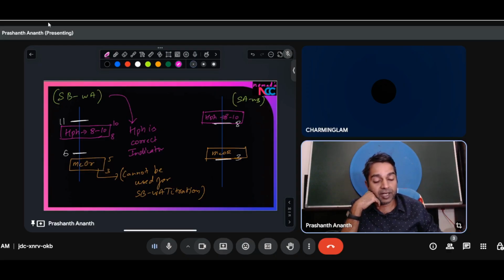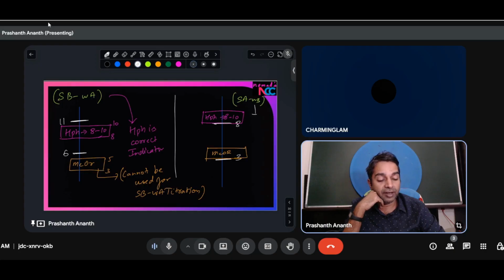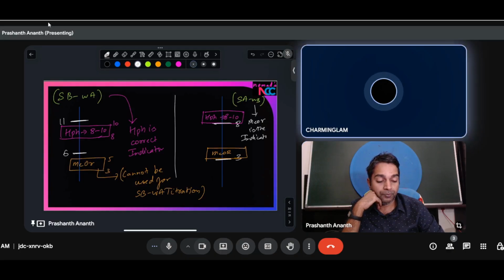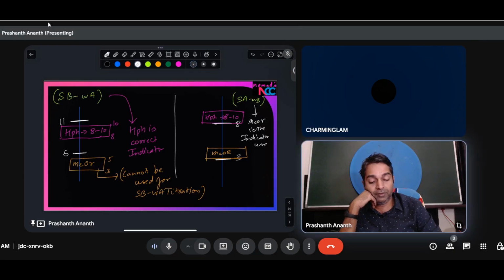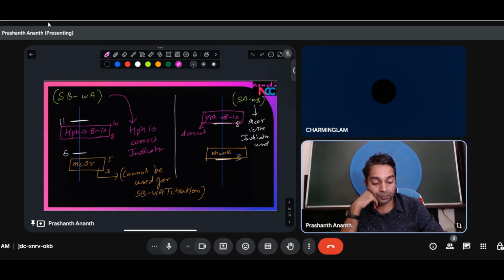So in this particular case, methyl orange can be used for the titration, whereas in the other case, phenolphthalein worked. So in the strong acid, weak base titration, methyl orange is the indicator. And phenolphthalein does not work for this strong acid, weak base titration.